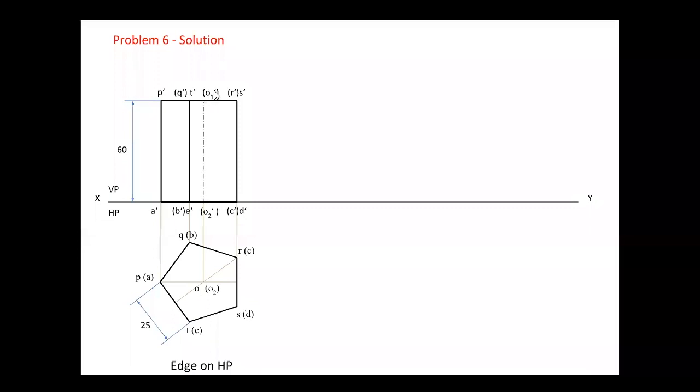That is O1 dash on the top surface and O2 dash on the bottom surface. So this is the first view, the front view of my prism. The next part is that I have an axis inclination of 40 degrees with respect to HP.